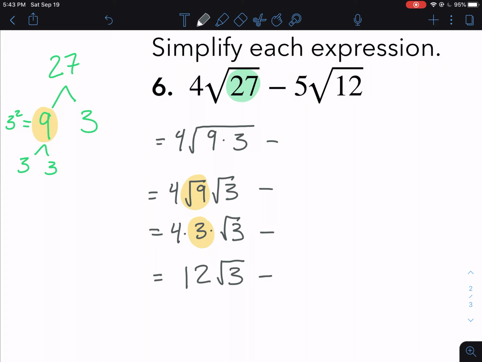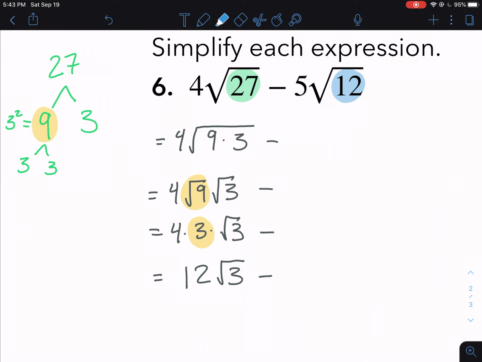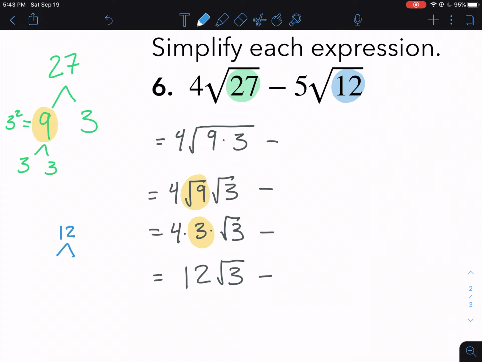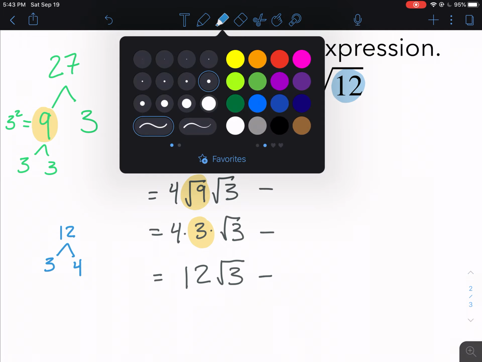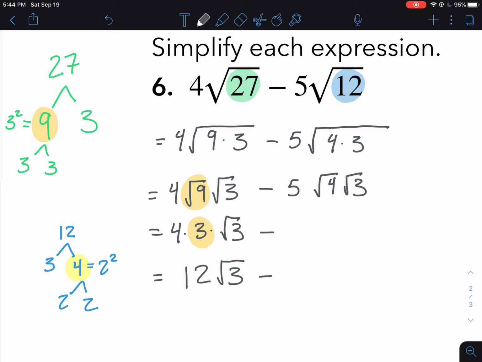Okay. The square root of 12. Well, let's factor out 12 and see what we get. So to create a factor tree of 12, 12 is 3 times 4, and 4 is 2 squared. It's 2 times 2. So that's nice. Because we found a perfect square, we can factor it out. So we're going to rewrite this. Instead of taking 12, we're going to write 4 times 3. So we have 5 times the square root of 4 times the square root of 3.